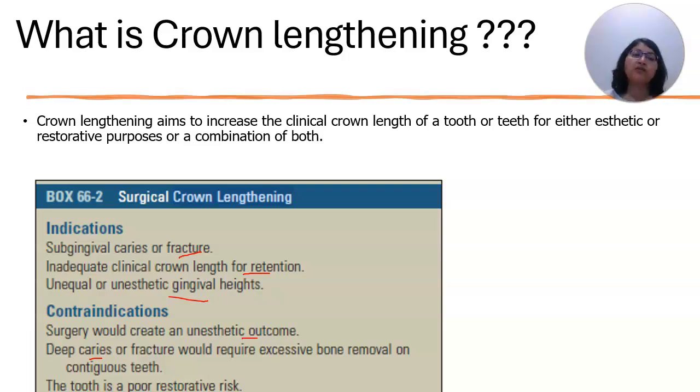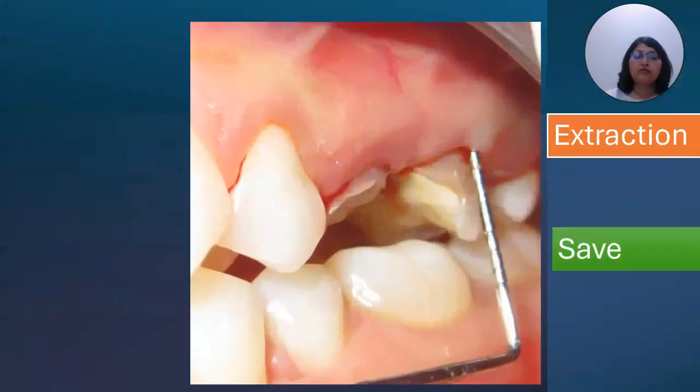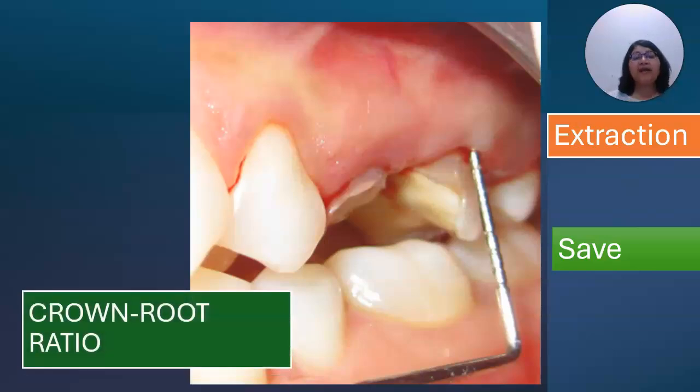Like I've been saying all this while, case selection is very important, specifically when you are trying to save a tooth. When you're trying to save a tooth, you have to look at a very important feature, and that is crown root ratio. I'm just going to give you an example. So look at this case of mine. I did the crown lengthening, but when I was thinking about doing it, the first question when this patient came to me was, do I extract it or do I save it? And what helped me decide if I should extract or save was the crown root ratio.